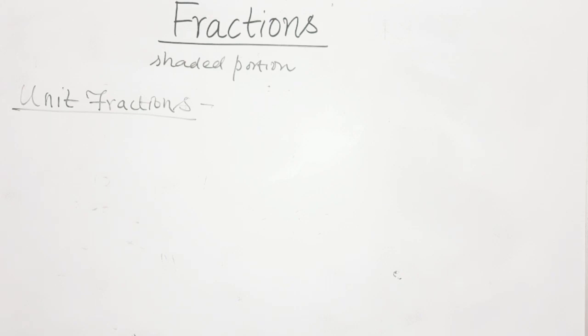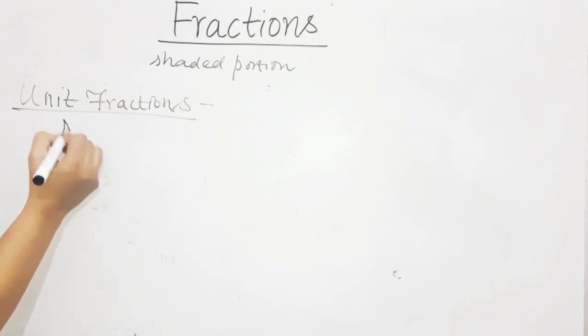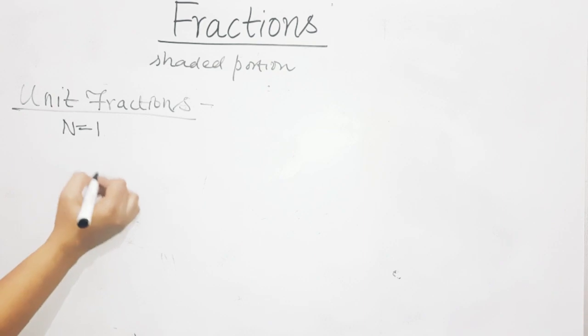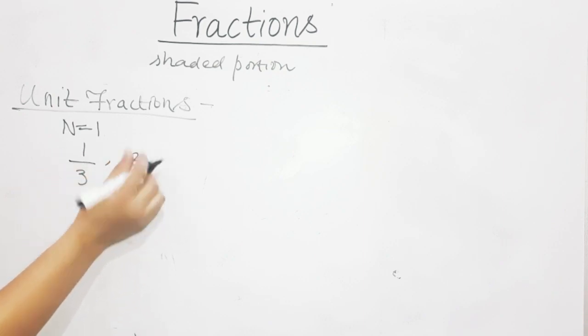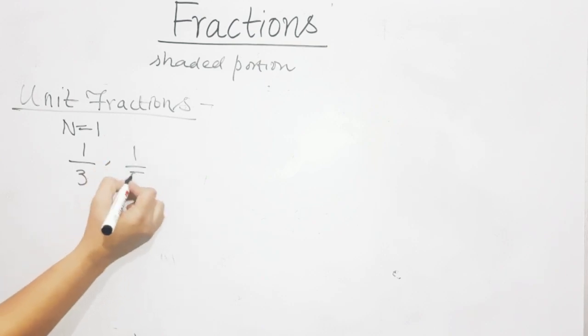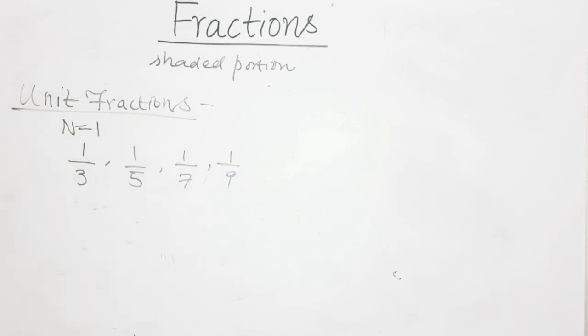Right, students? So now I'm going to explain to you about unit fractions. Unit fractions are the fractions that have 1 as their numerator. The examples of unit fractions can be 1 upon 3, 1 upon 5, 1 upon 7, 1 upon 9. So what is the condition? The condition is the numerator should be 1.